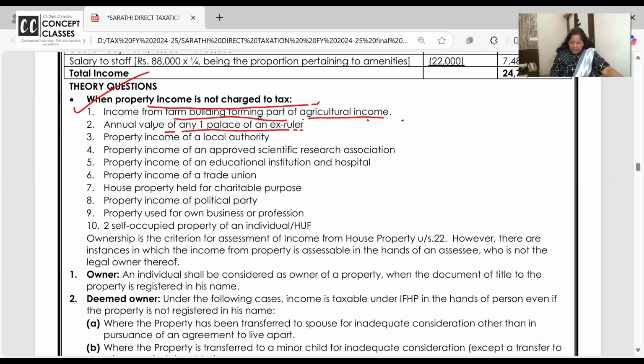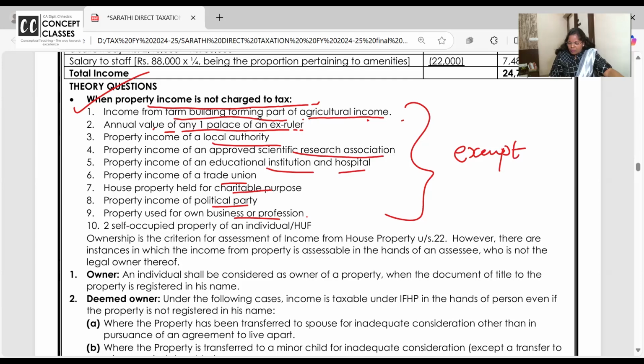Rental income of a local authority, scientific research association, school, college, hospital, trade union, trust, political party is all exempt, unless you use it for your own business. So many of you have experienced that whatever school you have studied in, school colleges always have a trust name behind them. St. Joseph's Convent, it's a trust. Bharti Vidya Bhavan's public school, it's a trust. Behind it there is a trust name.